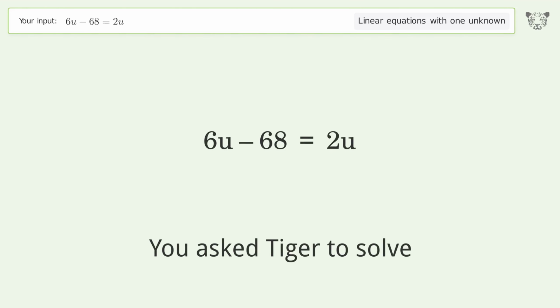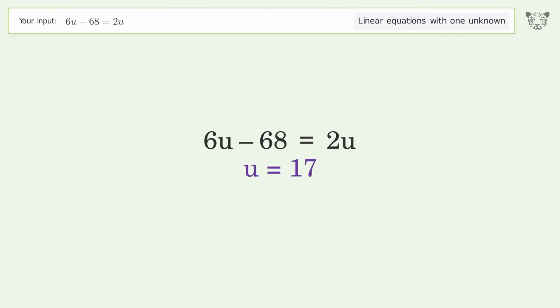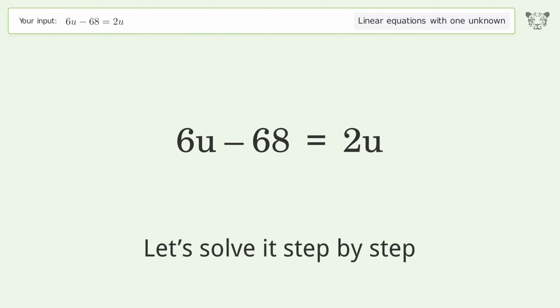You ask Tiger to solve. This deals with linear equations with one unknown. The final result is u equals 17. Let's solve it step by step.